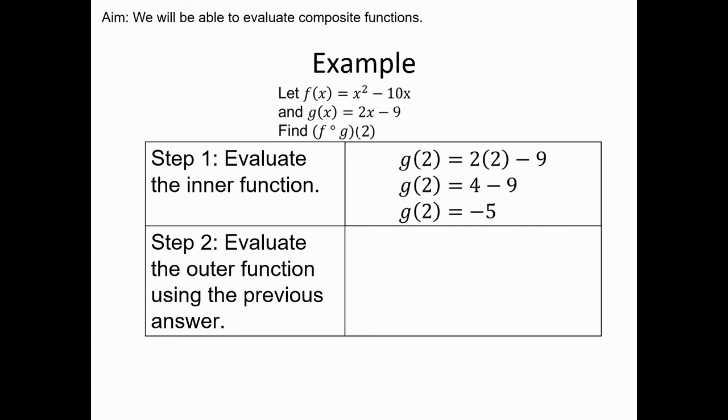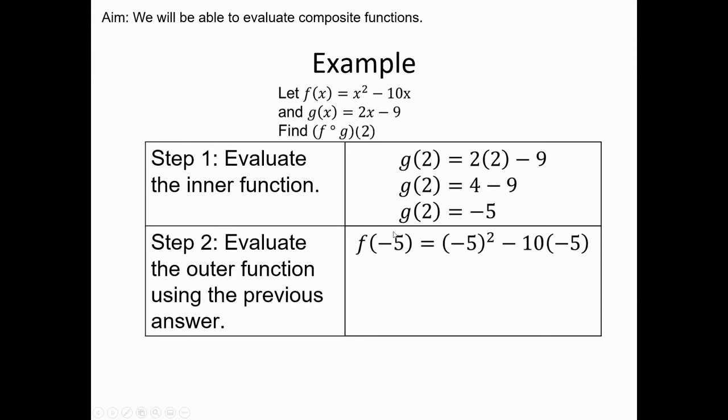Now the next question is, how do we find the full f of g of 2? What I'm going to do is take my answer, negative 5, and put it into the outer function, f. So now I'm going to have f of negative 5 equals, all the x's are replaced with negative 5, so now it's negative 5 squared minus 10 times negative 5.